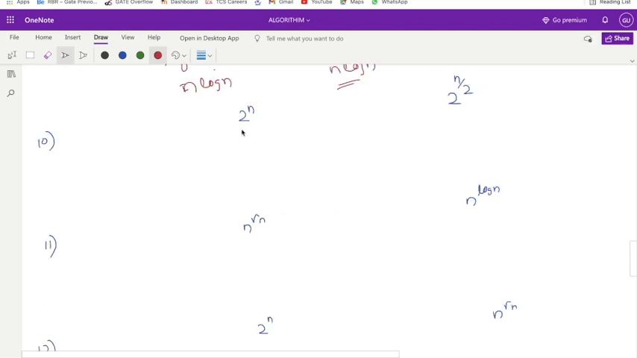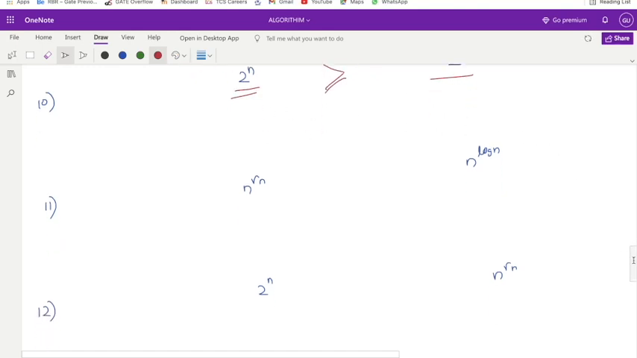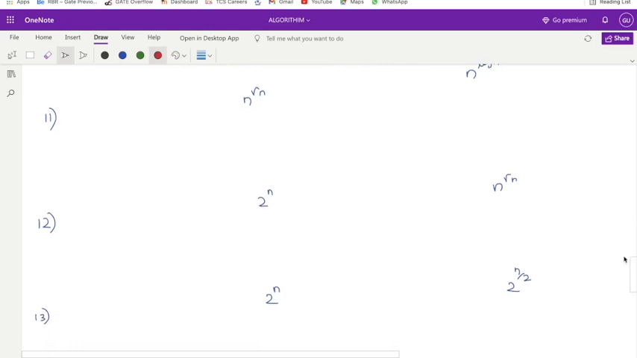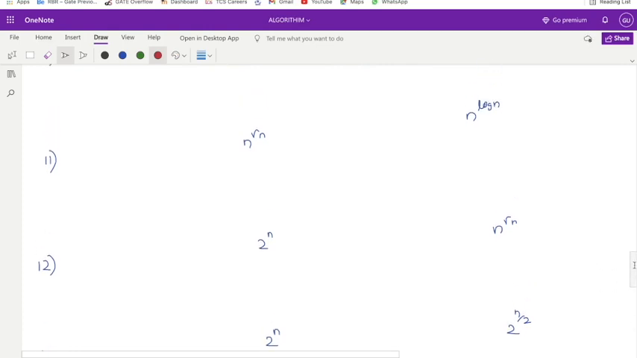Here it is the 10th question. This is the function 2 power n and 2 power n by 2. By seeing it you can clearly say that n by 2 will be smaller. This is the exponent part. This will be smaller than n, so this will be the greater term. And I suppose you can write how to represent. You must have some idea as of now.